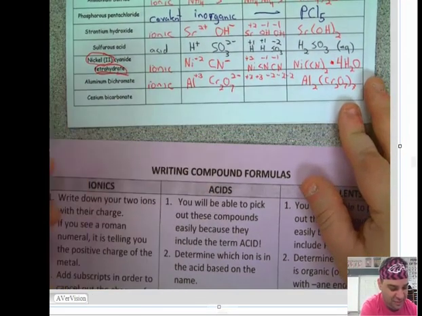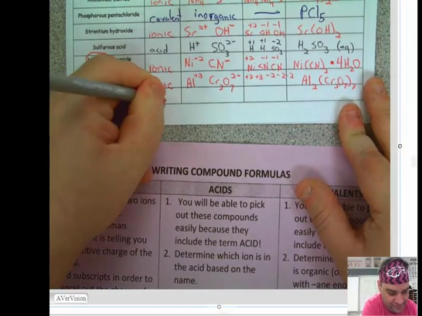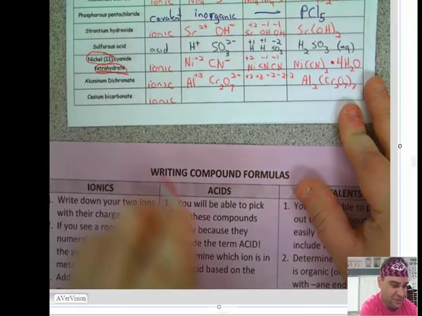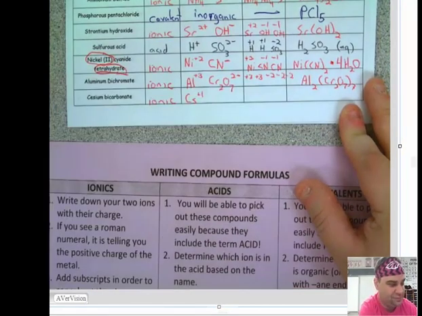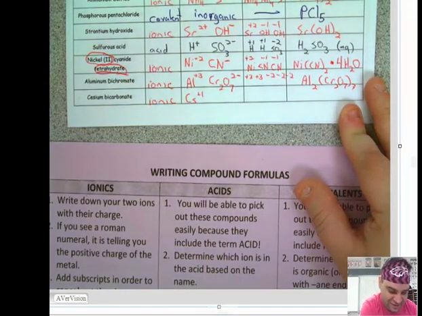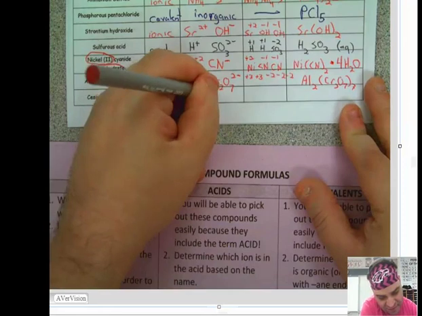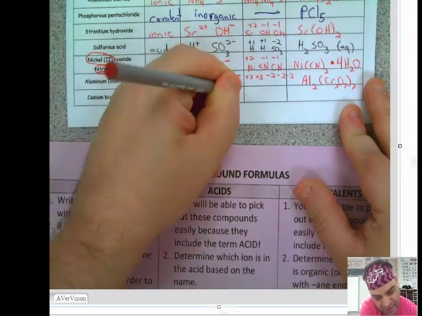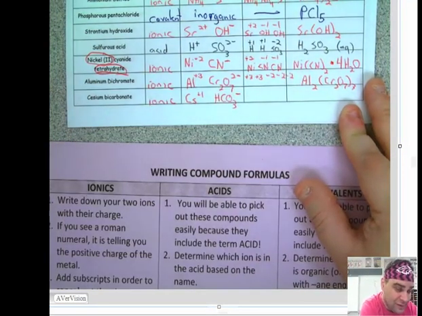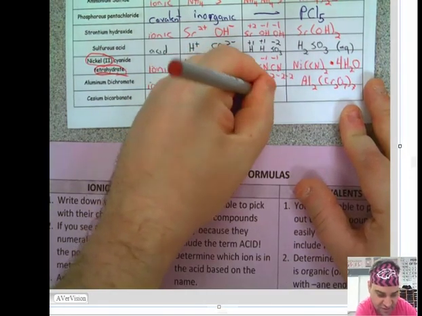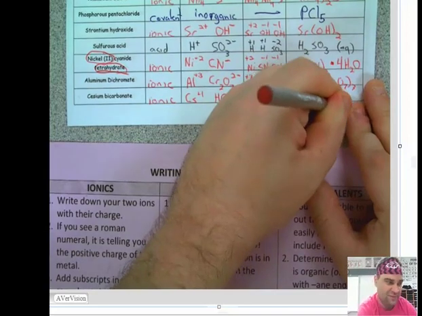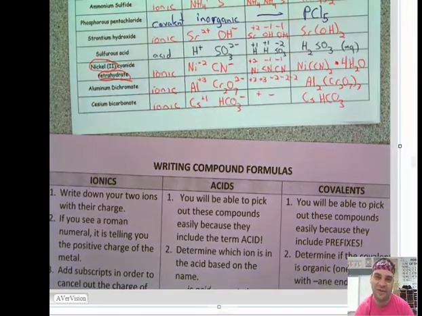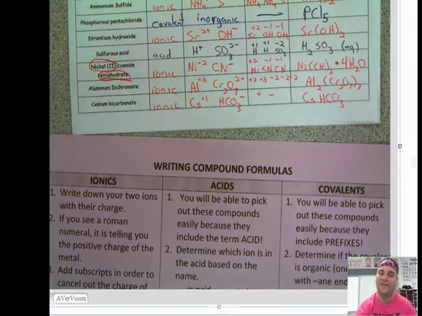Cesium bicarbonate. Cesium bicarbonate is ionic. Cesium is a metal. It's in group 1. Cs+. Bicarbonate, another great polyatomic ion, HCO3-. Plus 1 and minus 1 equals 0. So this is CsHCO3.